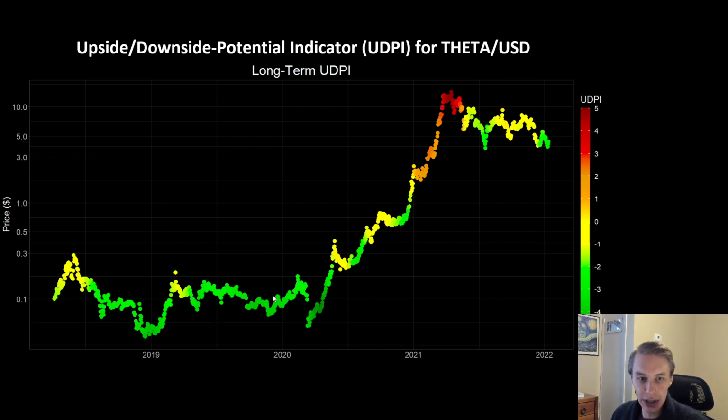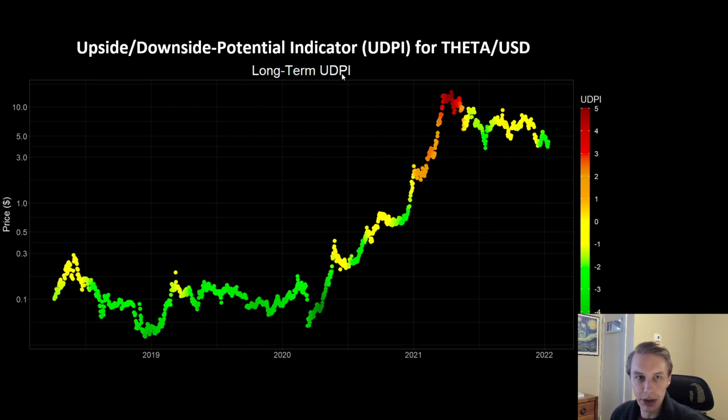And what you can see is that over the lifespan of Theta, the UDPI does a pretty great job of identifying these high risk points, these kind of tops, as well as these low risk points. And you can see that more recently, Theta has been re-entering this kind of green zone. Its price has actually slipped back to where it was in the summer, and risk has fallen accordingly. It's back down in the green zone like it was back in the summer.